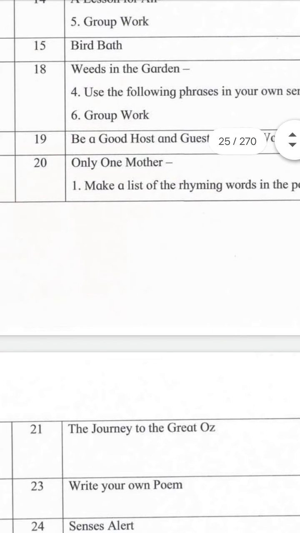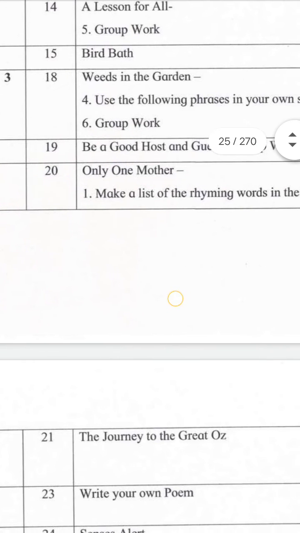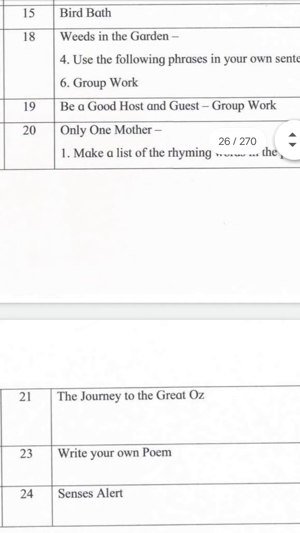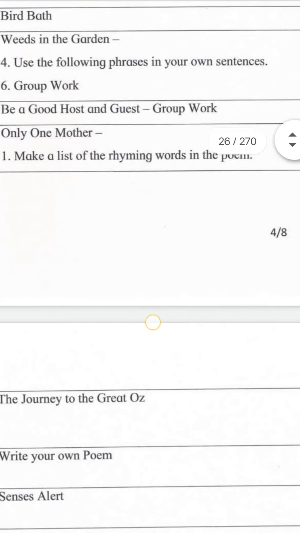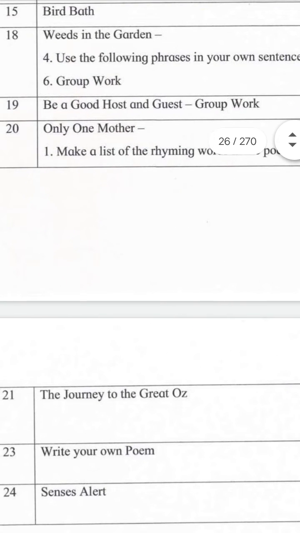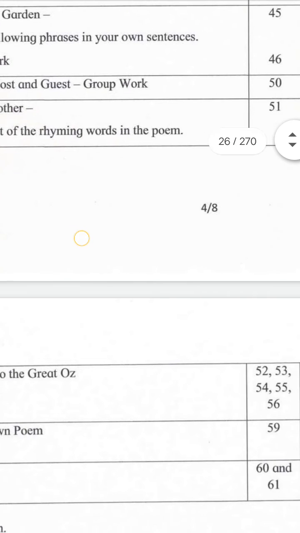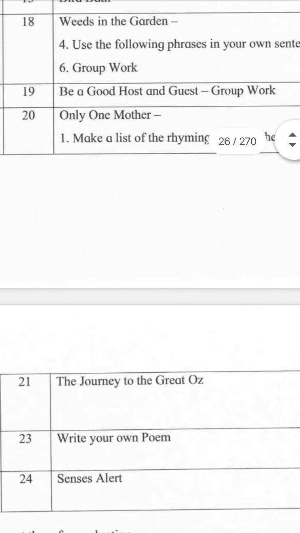Then the third unit, 18th chapter, which we come across is Weeds in the Garden. In this chapter, question number 4 and question number 6 are not there for your assessment. That is, use the following phrases in your own sentences, you won't have this year. And the group work, question number 6, you won't have this year. That is on page number 45 and 46. You don't have these two questions.